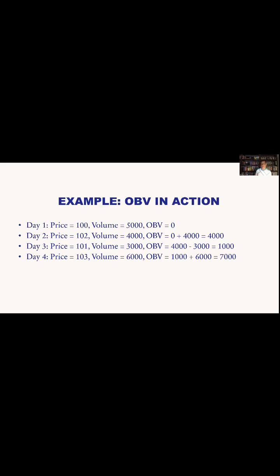Day three price is 101, volume is 3,000. The closing price of day three is less than the closing price of day two, so you subtract the 3,000 from the 4,000, and the OBV is now 1,000. Then day four price is 103, volume is 6,000. Day four's closing price is greater than day three's by $2, so you add the 6,000 to the 1,000, and now you have an OBV of 7,000.